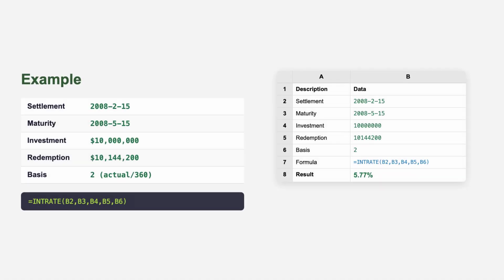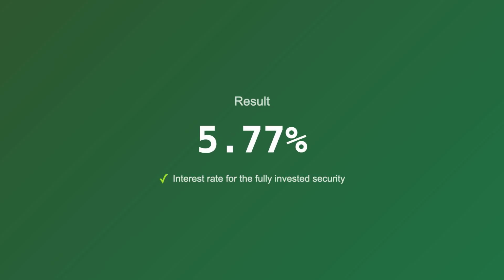Here's an example. We have a security with a settlement date of February 15, 2008, maturing on May 15, 2008. The investment is $10 million. The redemption is $10,144,200, using an actual over 360-day count basis. The INTRATE function returns 5.77%. This is the annualized interest rate earned on the fully invested security over the holding period.